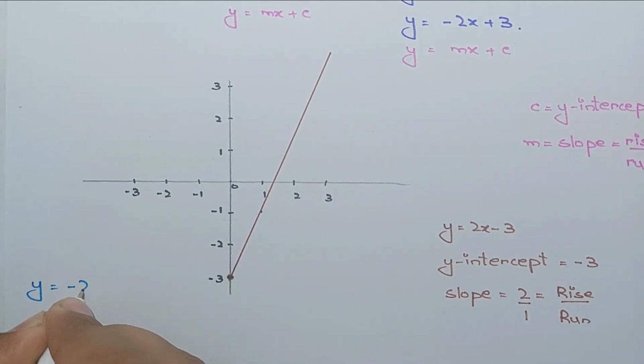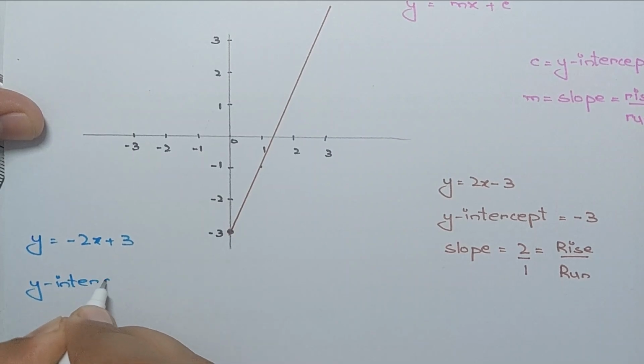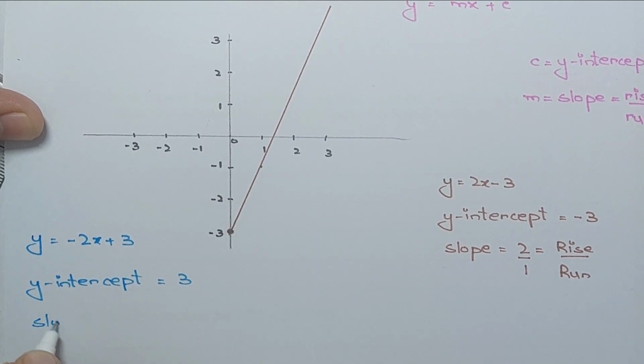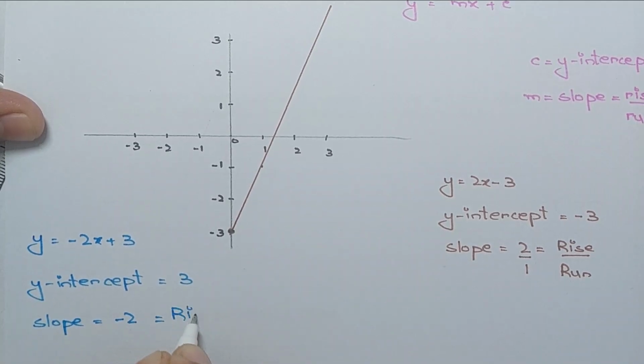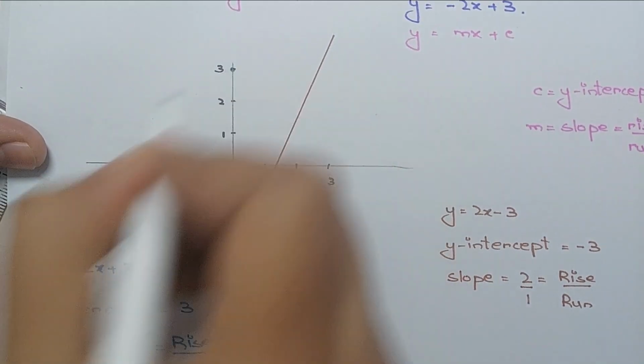Now for the second curve, we can say y equals -2x plus 3. This is your second curve, right? Now here the y-intercept is positive 3. This is 3. And the slope here is -2, which is rise over run. You can write -2 as -2 by 1. Now the y-intercept is 3. This is your y-intercept, 3.